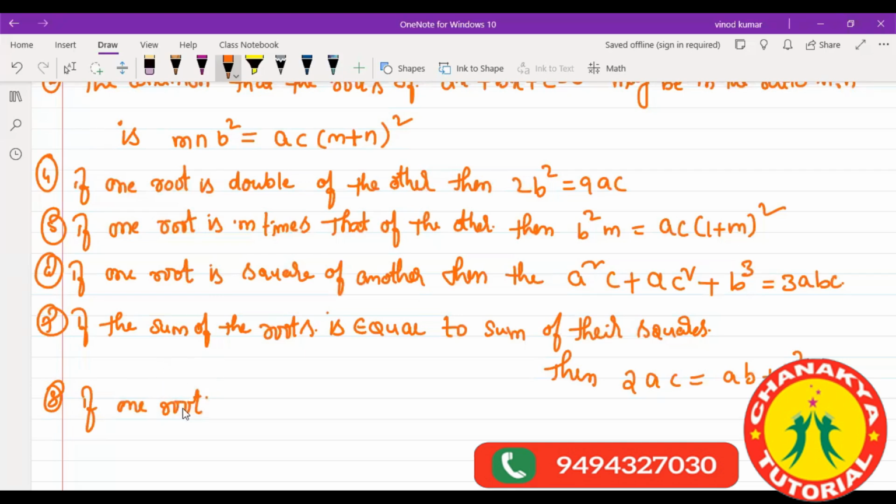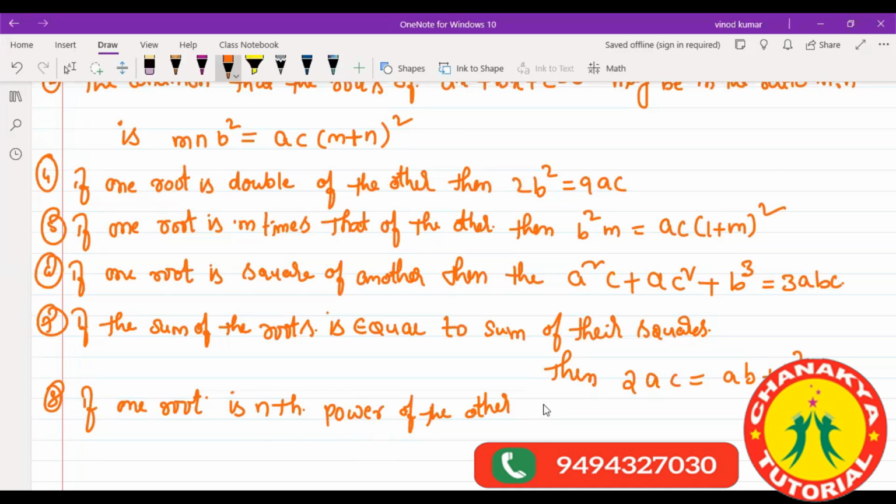If one root is nth power of the other, nth power means, for example, cube root of 64 is 4, and fourth root of 64, fourth root, 4 power 4 whole power 4. Fifth root of 125. Nth root, nth power.